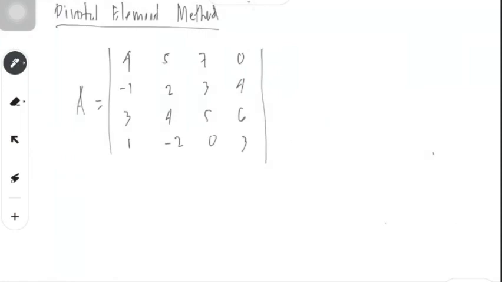Gamitan natin ang pivotal element method. Ano yung first rule? Dapat mayroong unity na element. Kung negative 1, di ba, multiply mo ng negative 1 o divide mo ng negative 1 lahat ng element dun sa first row o kaya lahat ng element dun sa first column. Then, since you divide by negative 1, you have to multiply it by negative 1 to balance. Eh, kaso meron naman tayong 1 eh.